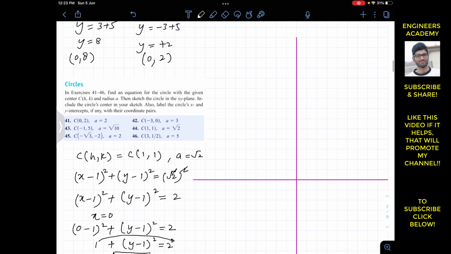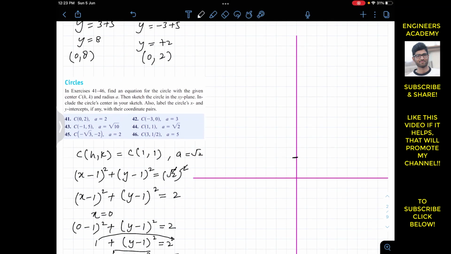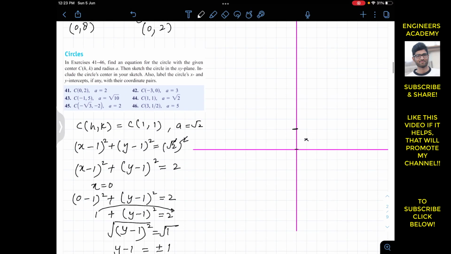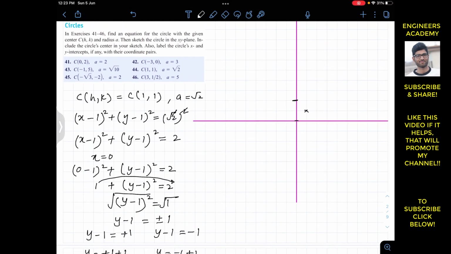So when x is 0, y is 2, somewhere here, and it is passing through the origin, and the center is at (1, 1). So x is 1 and y is 1. So the center is somewhere here. Now let's sketch this circle. So it's going to pass through like this, and let's move this circle since it is passing through the origin.